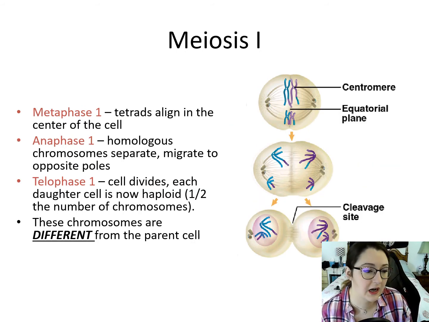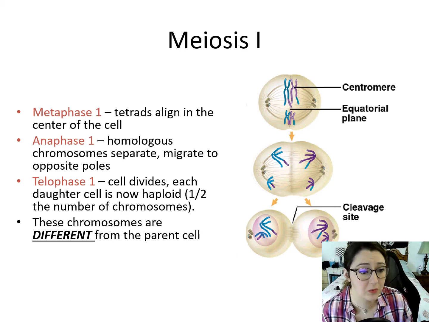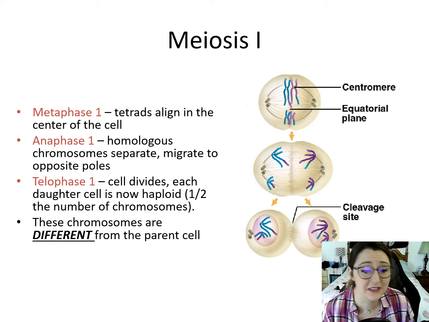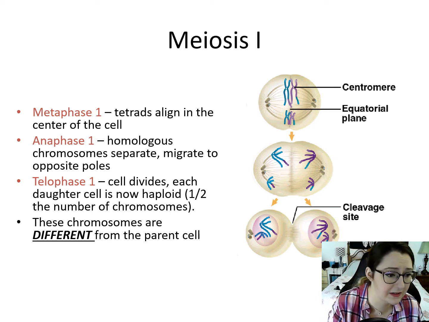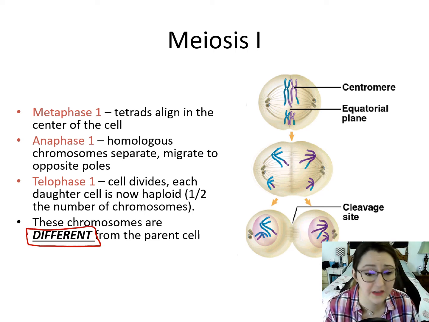Metaphase 1, we are going to have the tetrads align in the center of the cell. Anaphase 1, we're going to have homologous chromosomes separate and migrate to opposite poles. And then telophase 1, the cells will divide and each daughter cell is now haploid, so half the number of chromosomes. These chromosomes are going to be different from the parent cell, and that's a very important thing to distinguish. They are not identical to the parent cell. They are unique.